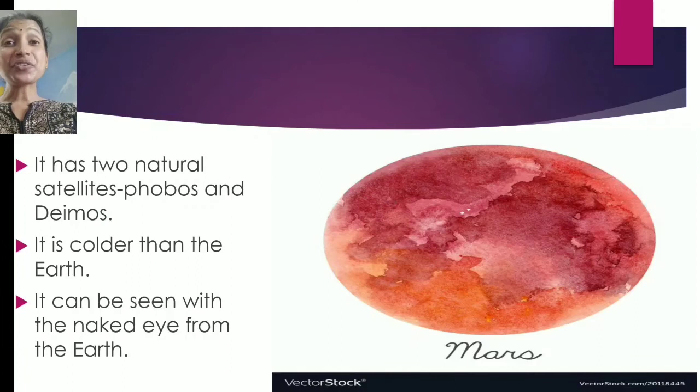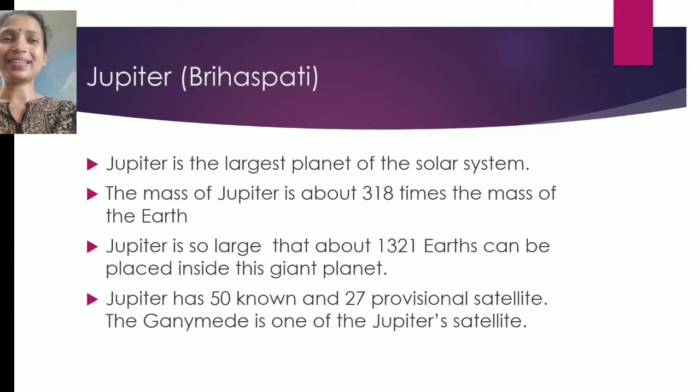It has two natural satellites. Now this is the second planet. The first planet is the Earth, which has one satellite, that is the Moon. This Mars has two natural satellites, and they are Phobos and Deimos. It is colder than the Earth. It looks like a red planet, but it is colder than the Earth because it is away from the Sun. Earth has an earlier position comparatively. It can be seen with the naked eye from the Earth.